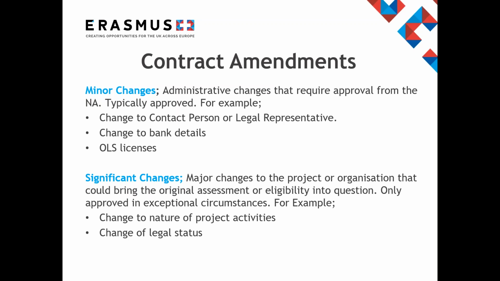Some examples of significant amendments are changes to the nature of project activities, or changes to the legal status of your organization. The request will be formally assessed by the national agency, and if approved, a supplementary agreement will be produced and must be signed by both parties. It will then be annexed to the original grant agreement.